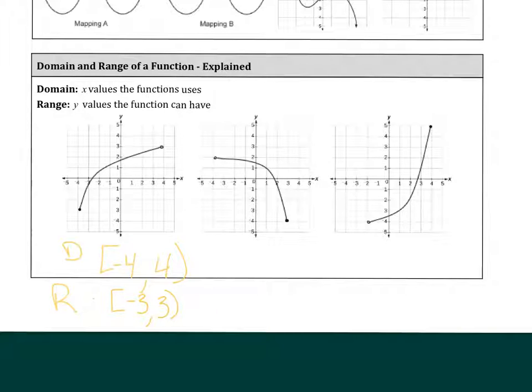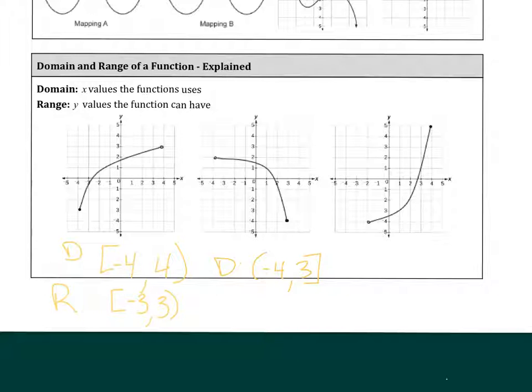So with the next one, it's the same idea. We're just going to go left to right, left to right. The leftmost point is this point that has an x value of -4. It's an open circle, so I won't include -4. And then it goes up to the rightmost point for domain, which has an x value of +3, and I will include that point. So the domain is going to be from, don't include the -4, do include the +3.